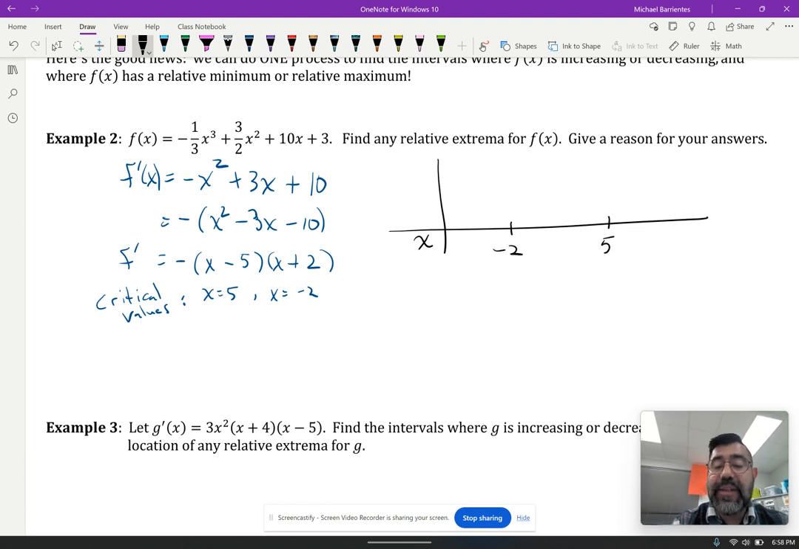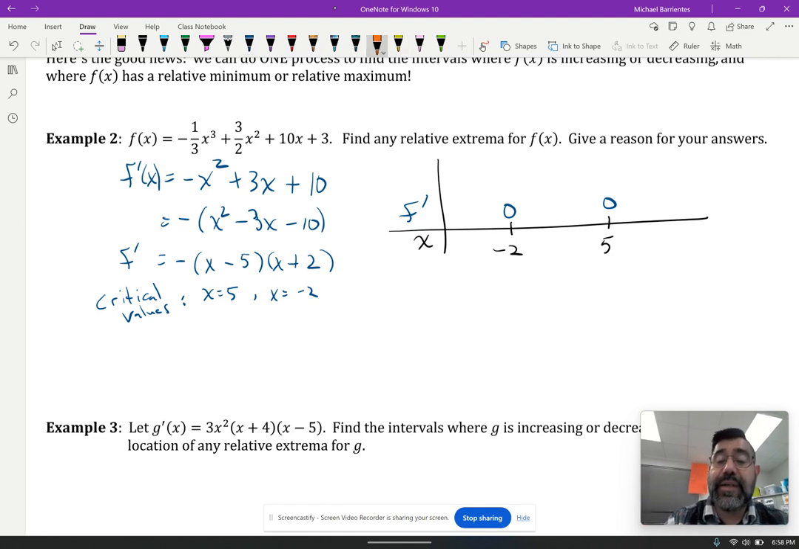These x values are special. Why are they special? Because they make the derivative equal to 0. And now I'm going to pick points on either side, and we're going to figure out where this function is increasing and decreasing, because whenever the derivative changes from positive to negative, I know that there's a relative max there, and vice versa for a relative min. So now we pick points.